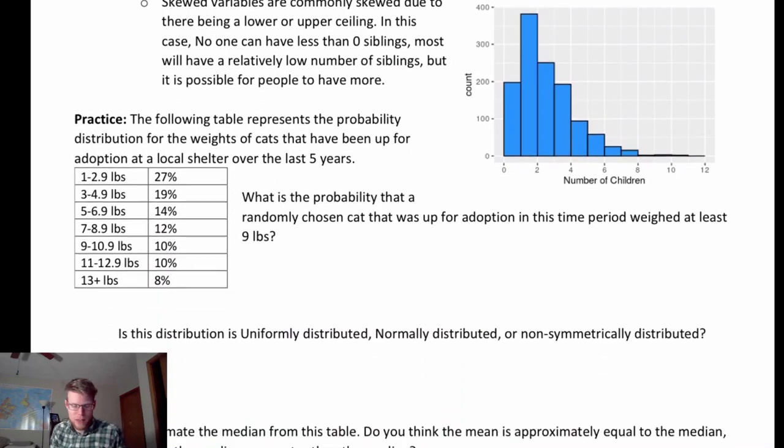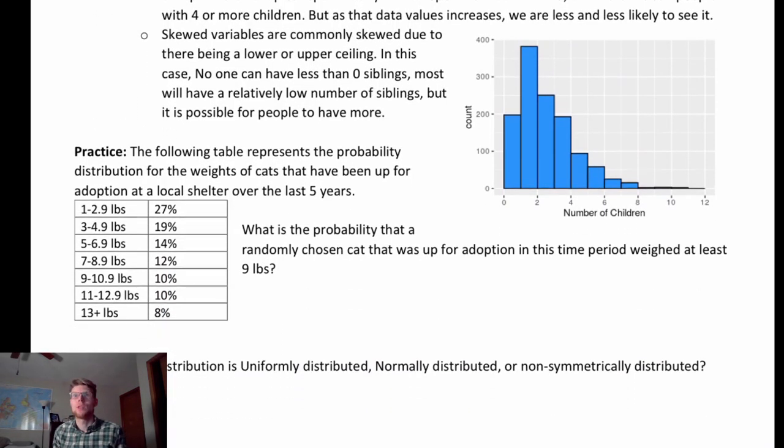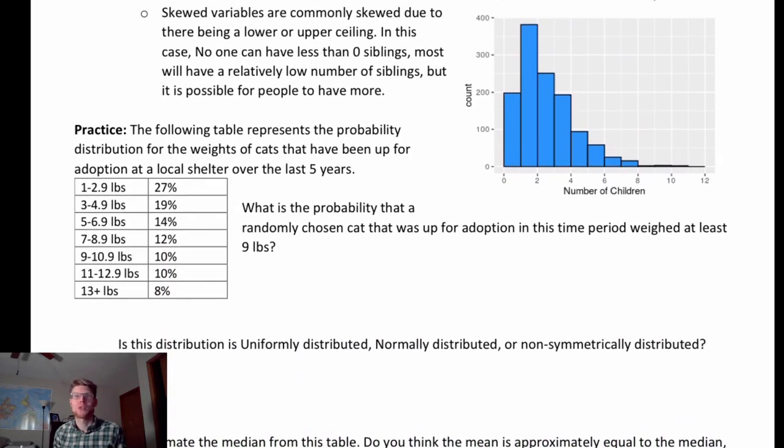So here we have an example with a data table this time, representing the weights of cats that have been up for adoption at a local shelter over the last 5 years. So this is a variable that's very important to me. I love cats, so I like analyzing data involving cats. And so our first question here is, what is the probability that a randomly chosen cat that was up for adoption in this time period weighed at least 9 pounds?